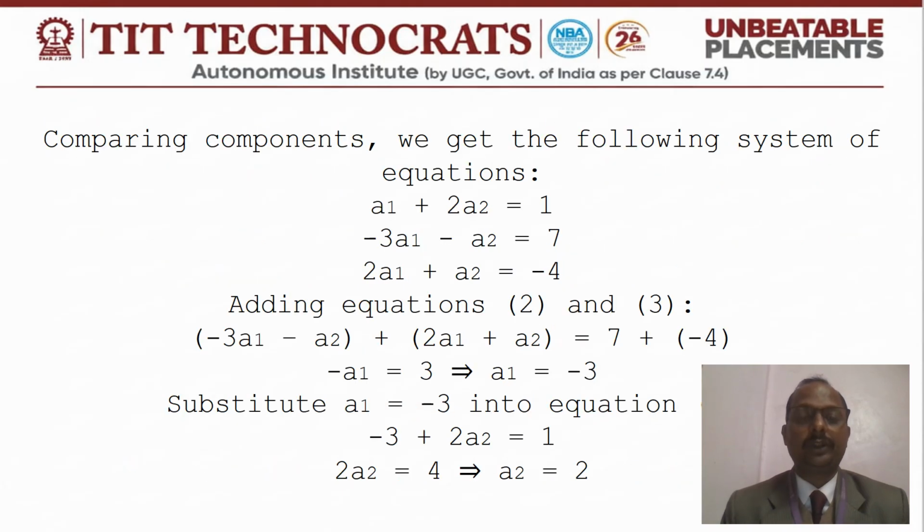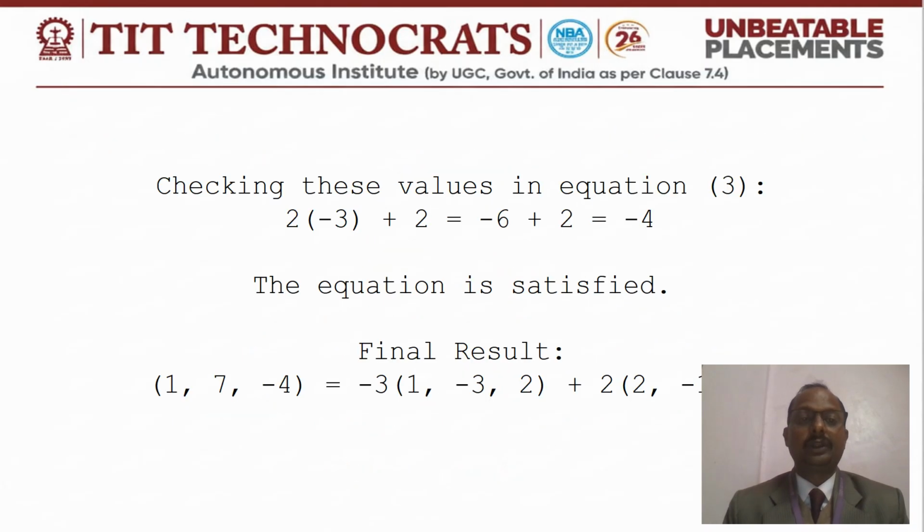Then, making the comparison, we get three equations: a1 plus 2a2 equal to 1, minus 3a1 minus a2 equal to 7, 2a1 plus a2 equal to minus 4. By solving using the normal mathematical process, we get minus a1 equal to 3, that is a1 equal to minus 3. Substituting the value of a1, we get the value of a2, that is 2. By putting the values we can check: 2 times minus 3 plus 2 is equal to minus 6 plus 2, which is equal to minus 4. So the equation is satisfied.